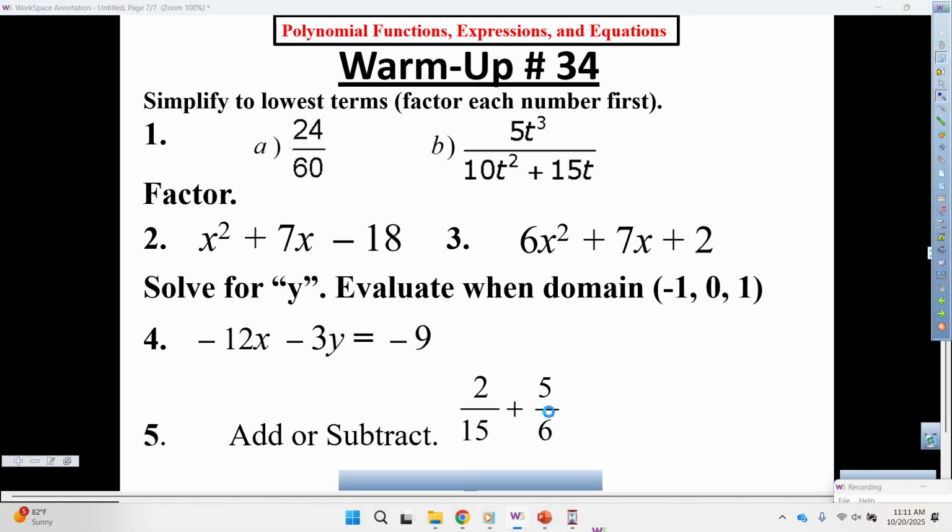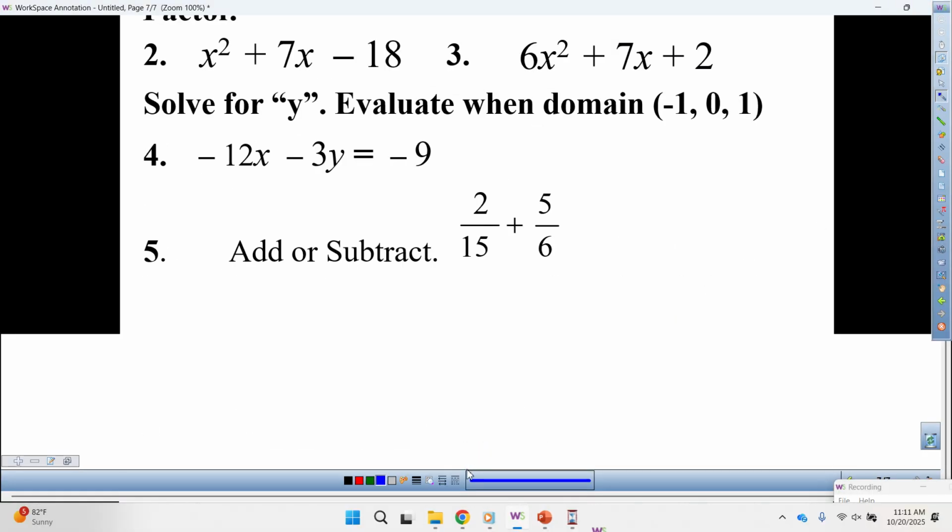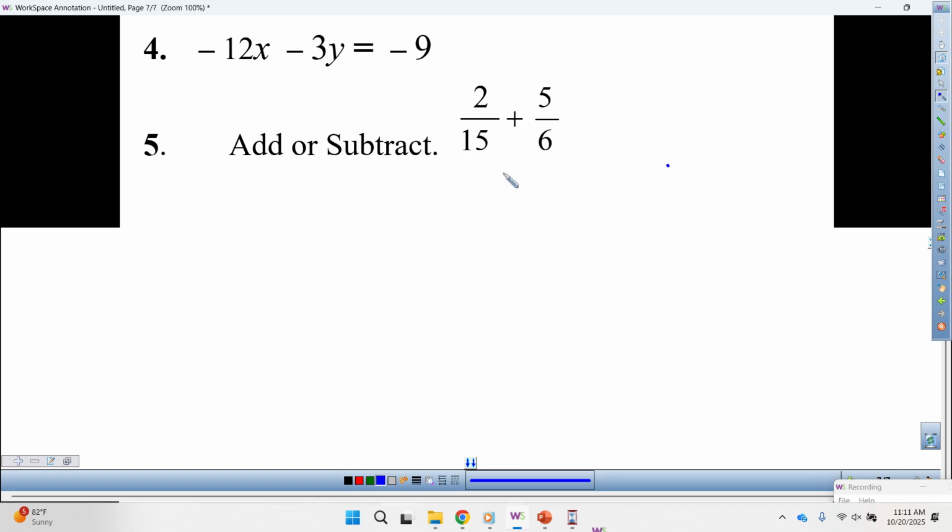Here we go. You're like, oh, Mr. Q, this is cake. I know, right?